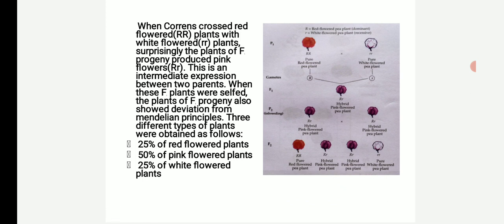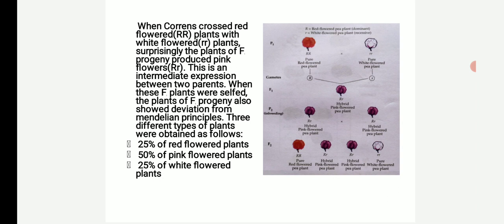When Correns crossed a red flowered plant with a white flowered plant, surprisingly, the plants of the F1 progeny produced pink flowers. This is an intermediate expression between two parents. When these F1 plants were selfed, the plants of the F2 progeny also showed deviation from Mendelian principles.